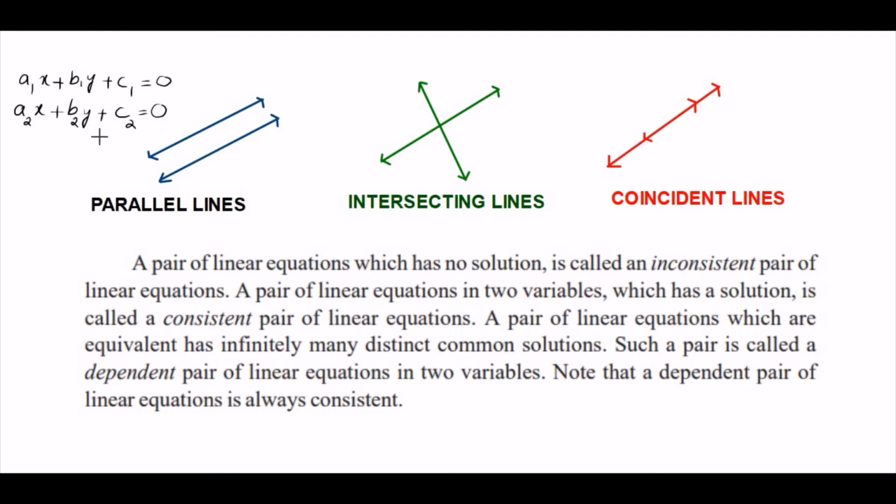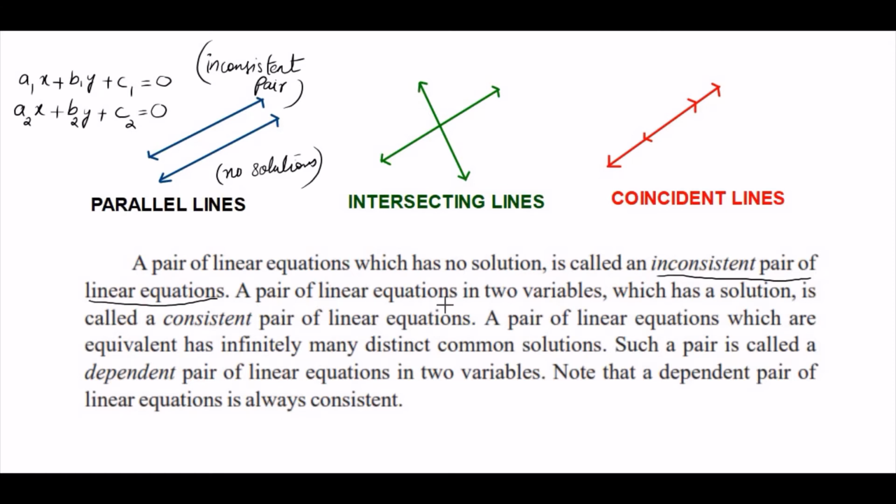So now we have to know the terms consistent and inconsistent. What do you mean by consistent pair of linear equations and inconsistent pair of linear equations? So a pair of linear equations which has no solution is called an inconsistent pair of linear equations. That is, you get the pair of linear equations with no solution for parallel lines. That is, when you represent the linear equations in the graph and if the lines are parallel, then you say that there is no solution for this pair of linear equations in two variables. So this type of pair of linear equations are called inconsistent pair of linear equations.